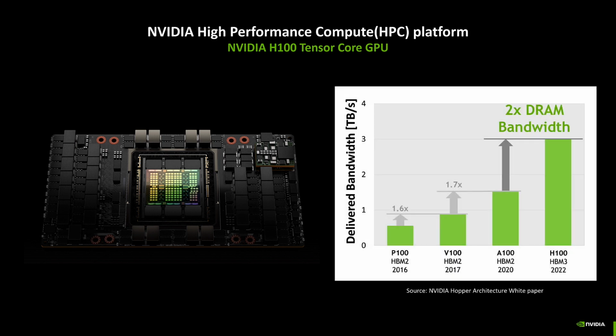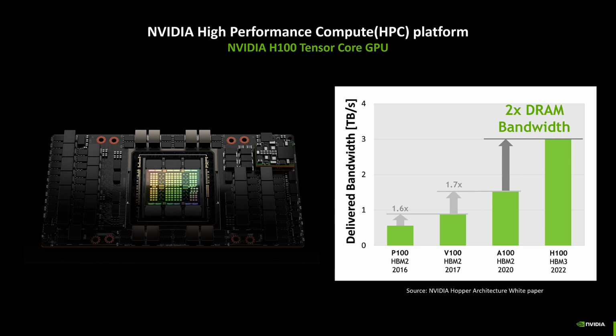So if you look at the plot on the right, you can see that starting from P100 in 2016 with HBM2, the data rates and the memory bandwidth has constantly increased over several generations, and with H100 we are able to target more than 3 terabytes per second.